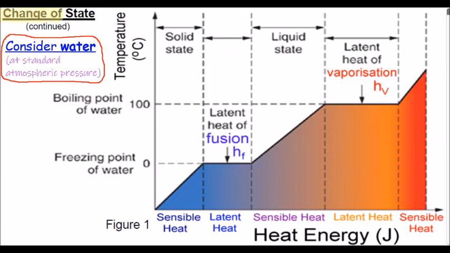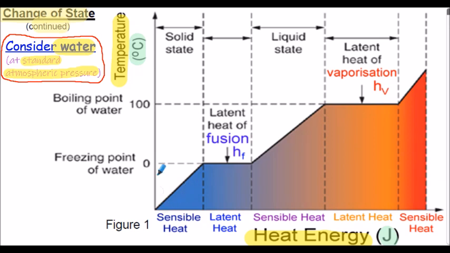Change of state continued. Here's a temperature versus energy diagram for water, and this is considered to be at standard atmospheric pressure. We're showing the temperature here in degrees C and heat energy as the unit of the joule. So essentially what happens here on the horizontal axis, heat energy is being supplied to the substance, and on the vertical axis we show the resulting change in temperature.